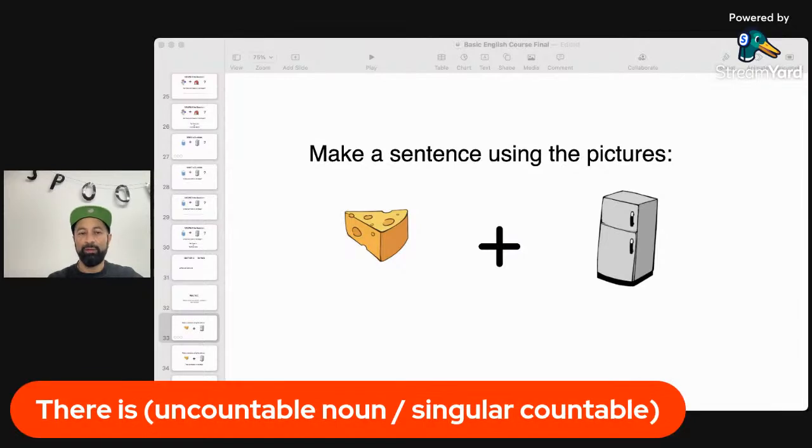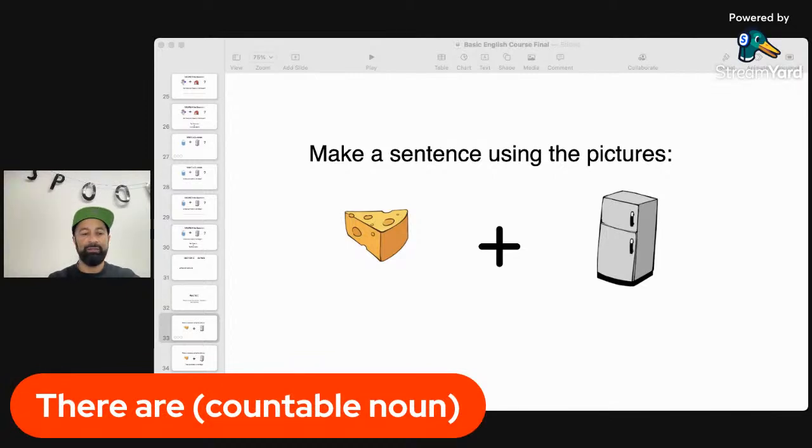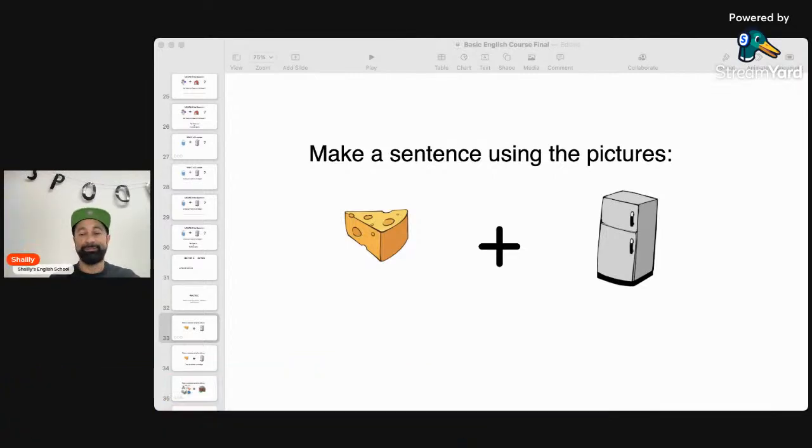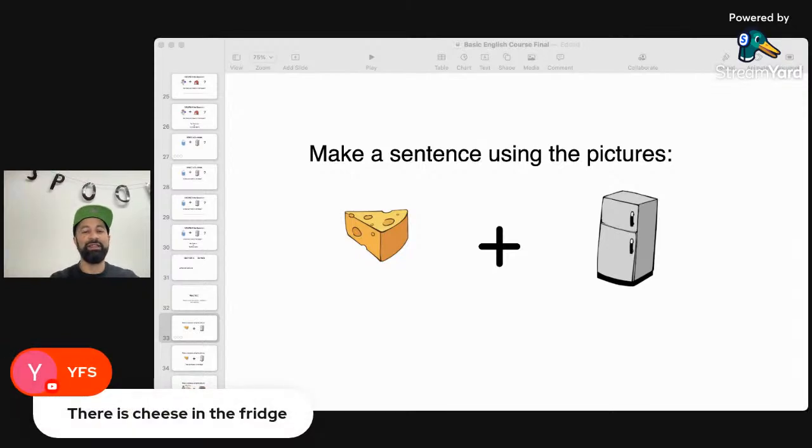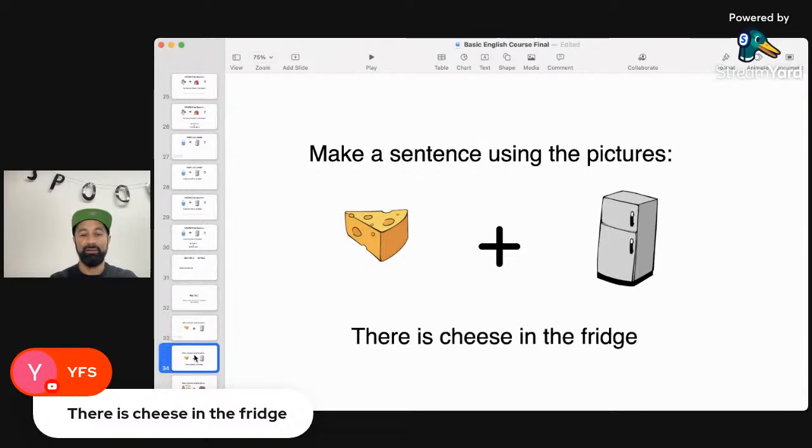So remember, if you use there is, it's either uncountable or it's a singular countable noun. If you use there are, it's a countable noun. And YFS has an answer. There is cheese in the fridge. Very good. Let's see if your answer is right, YFS. And 3, 2, 1. There's cheese in the fridge. Your answer is perfect.